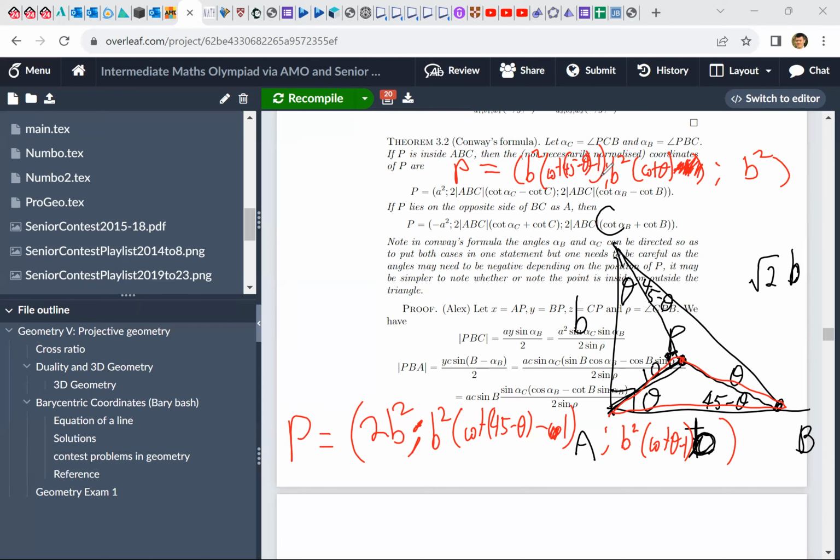Multiply by cot theta minus 1, the first, all the terms in the top one. So that's the scale. I feel like that is the scale, because in the first one it's b squared cot theta times cot theta minus 1. Okay, more naturally, I would take out the b squared, yeah?